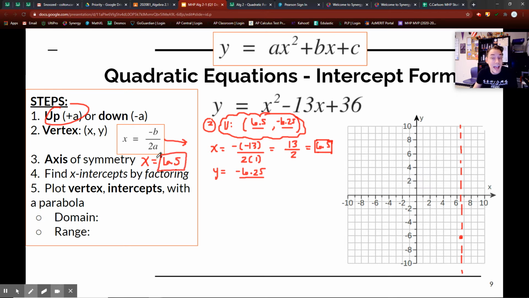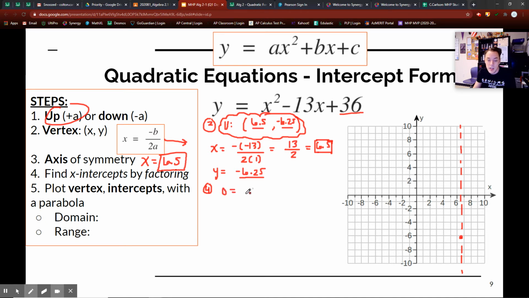Okay, make sure you get the x equals. It's important. You need the x equals. For step 4, find the intercept. So let's see if this is factorable. Is it factorable? I think it is, because think about it. What are factors of 36 that somehow, some way add up to 13?